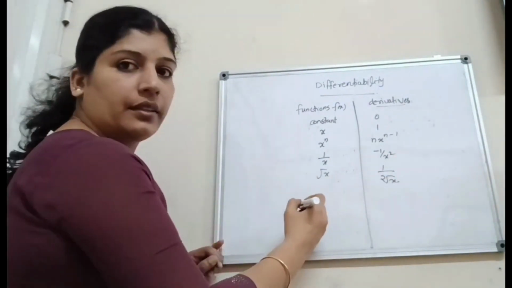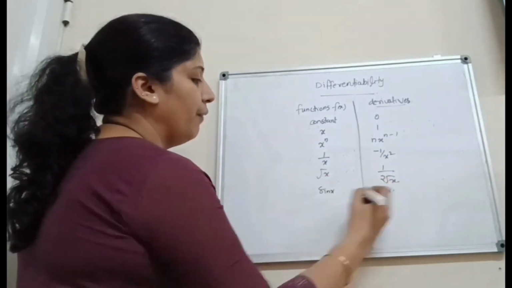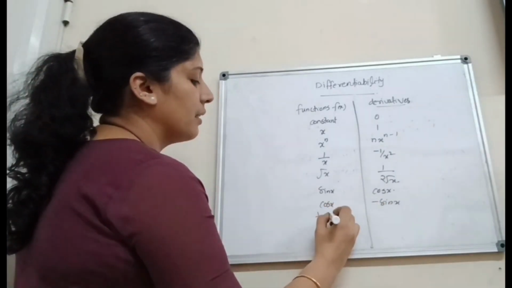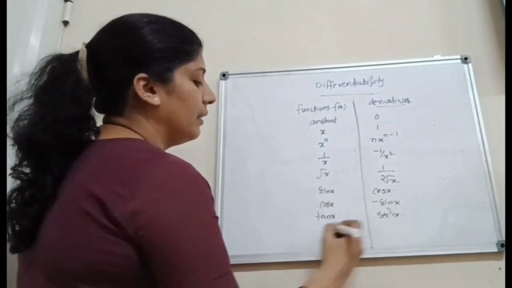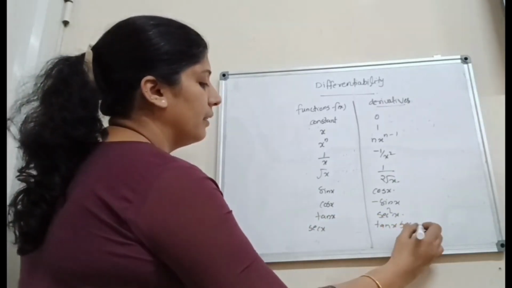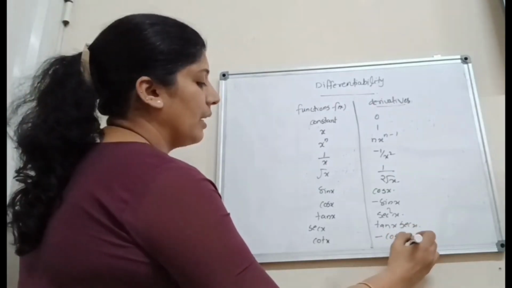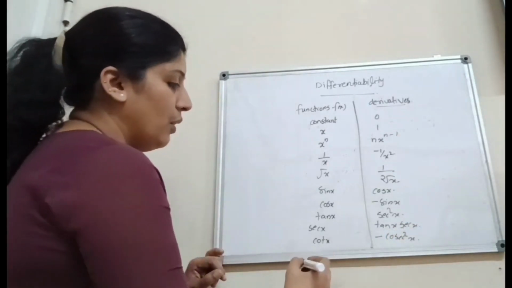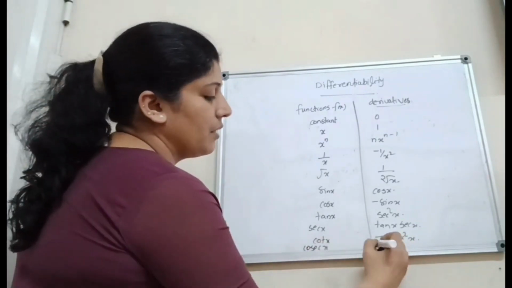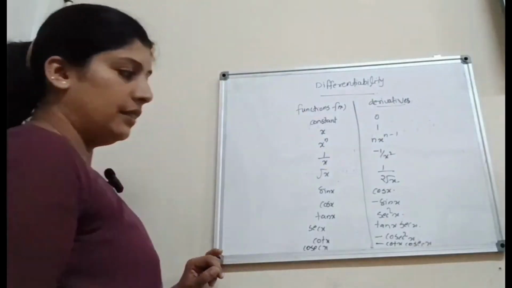Then next consider the trigonometric functions. F of x equal to sin x, the derivative is cos x. F of x equal to cos x, the derivative is minus sin x. F of x equal to tan x, the derivative is sec square x. F of x equal to sec x, the derivative is tan x sec x. F of x equal to cot x, the derivative is minus cosec square x. F of x equal to cosec x, the derivative is minus cot x cosec x. This is your previous knowledge.